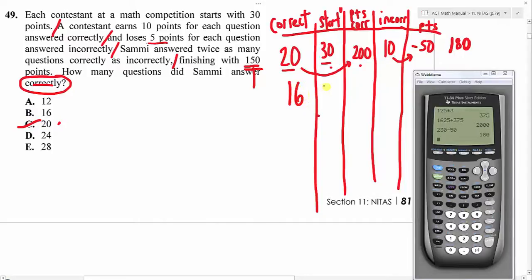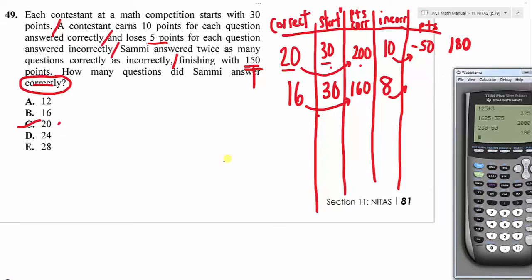So let's say he answers 16 correctly. Remember, he had 30 to start. That was just given in the first phrase of the question. Points from correct answers would be 160 because remember, the question told us he earns 10 points for each correct answer. Remember, it said that he got twice as many right as wrong. So if he had 16 right, that means he has 8 wrong. Remember, he loses 5 points for each incorrect question. So he's going to lose 40 points here. 8 times 5 is 40, so he'll lose 40 points.